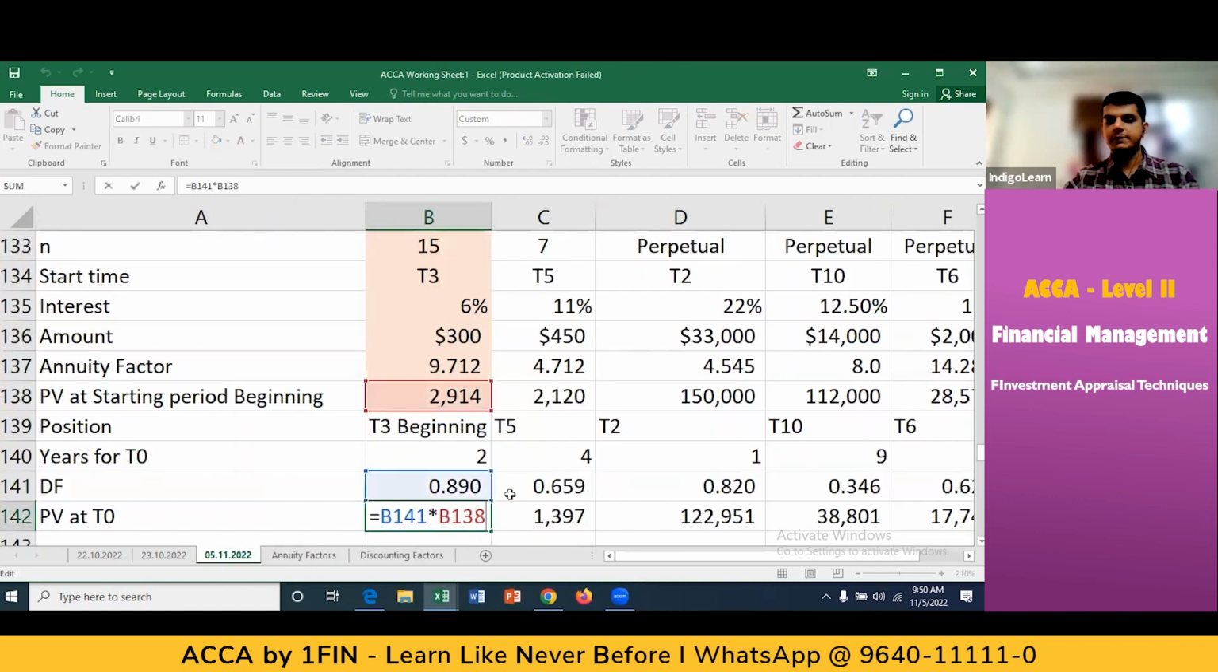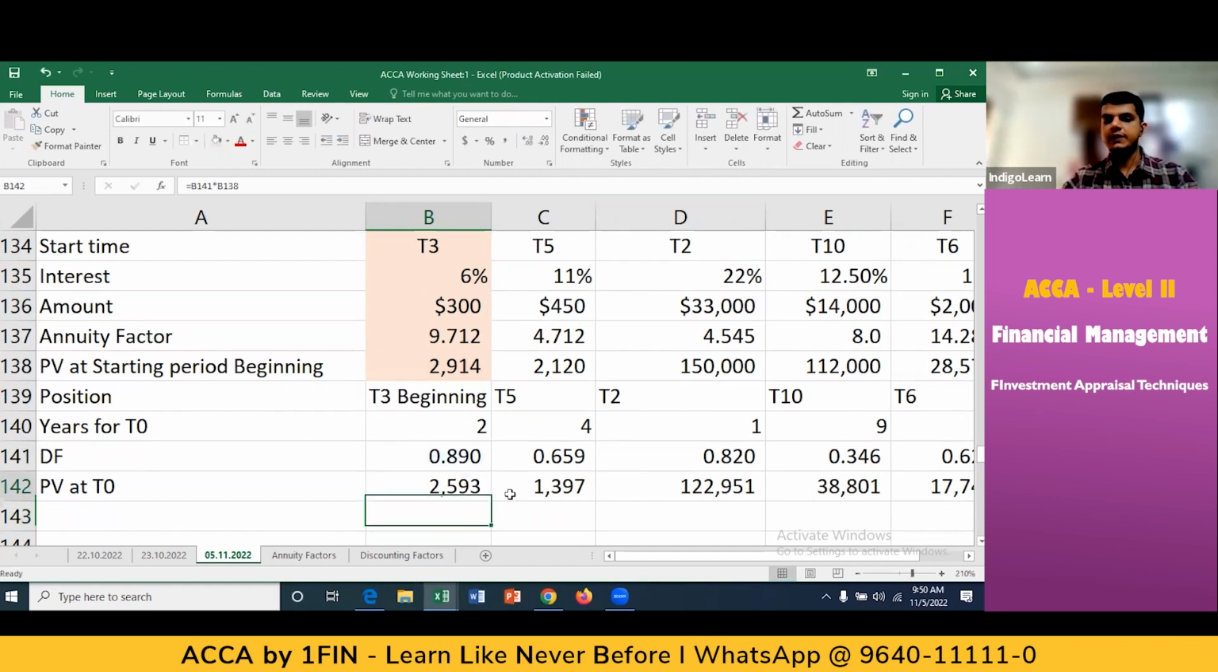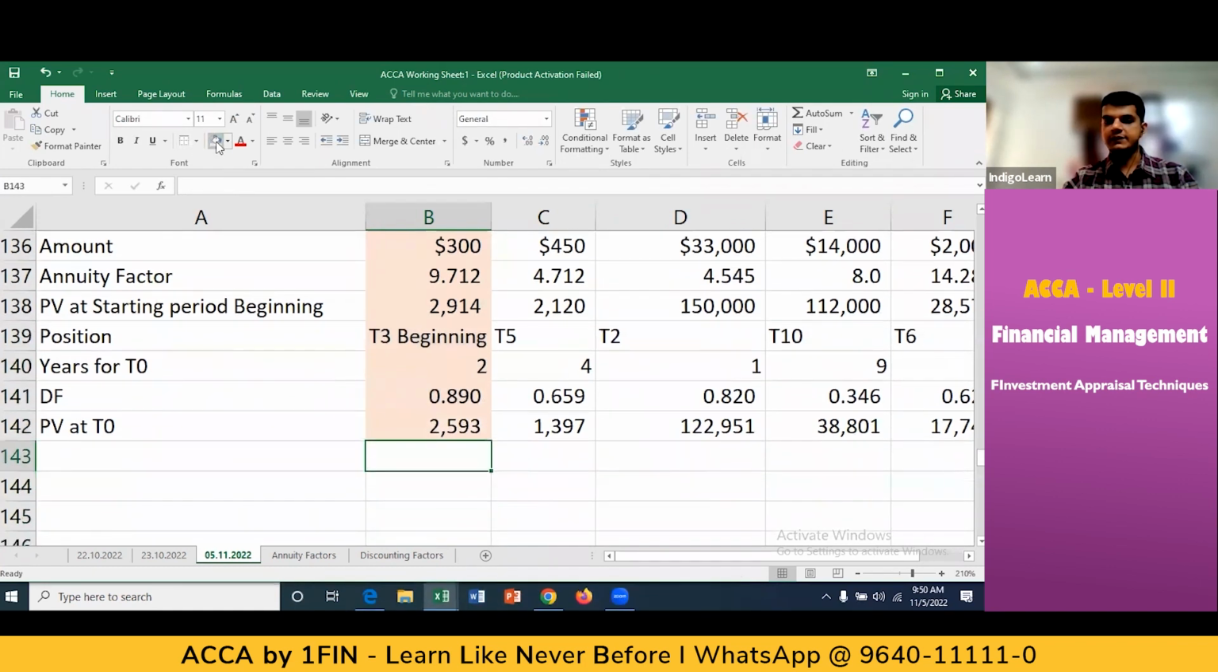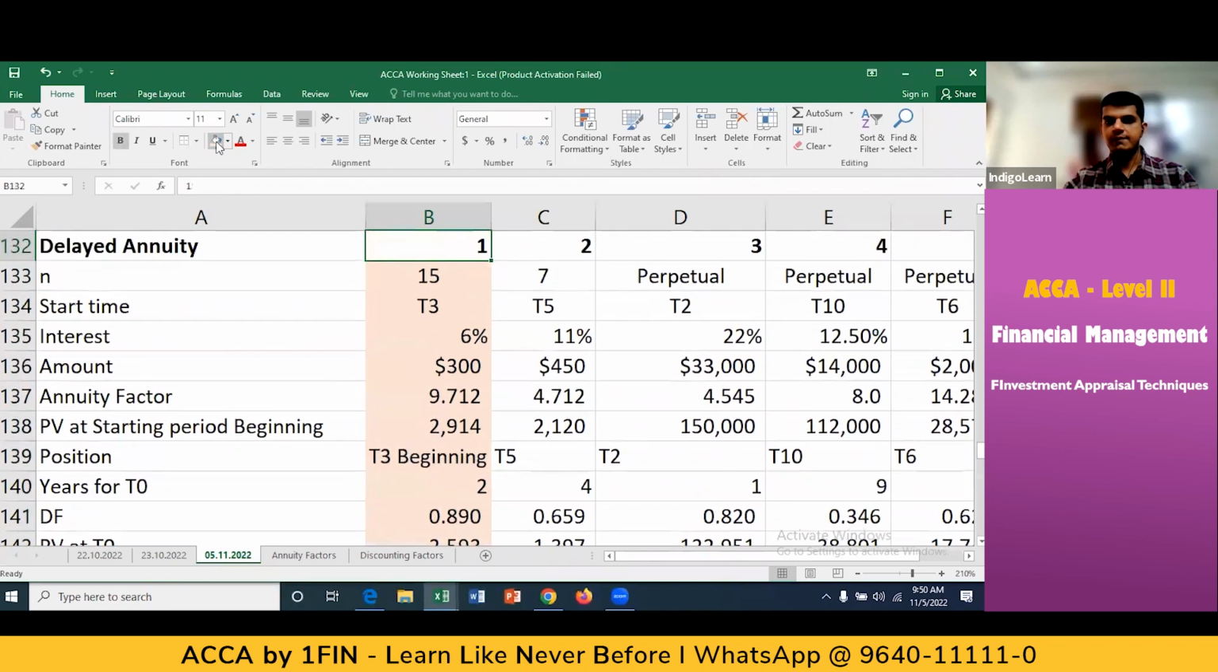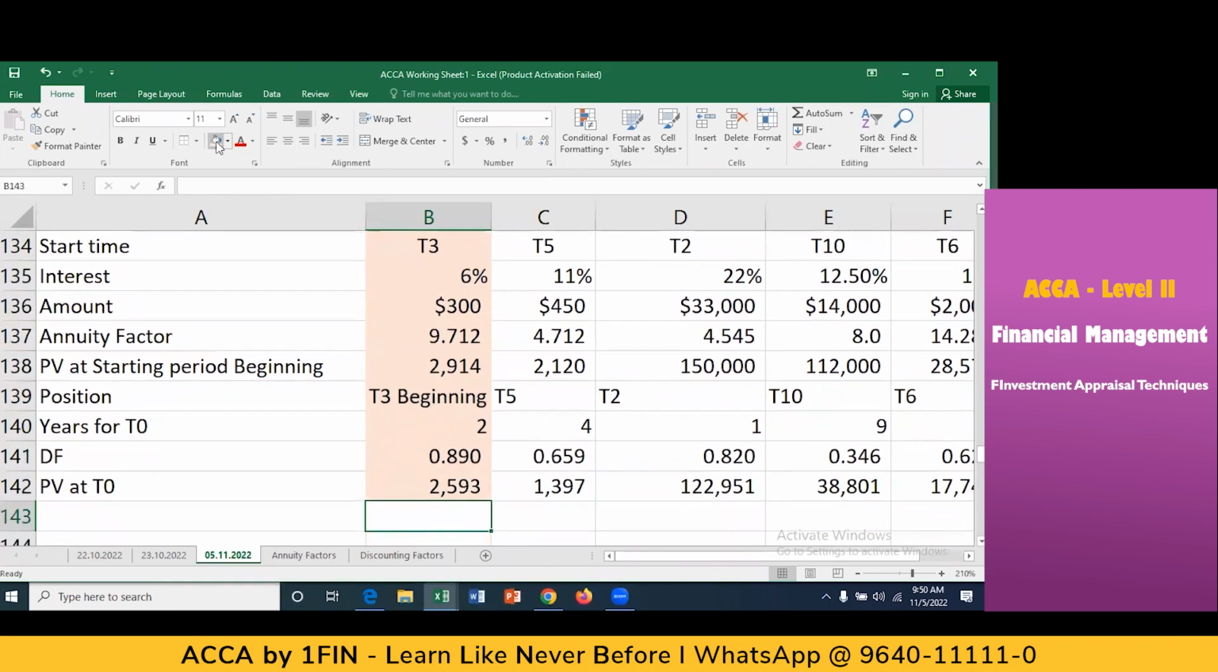We'll just multiply the present value that we got via the annuity factor at T3 beginning into the 2-year discounting factor, that is 0.890, and we'll get 2593. Is this calculation clear, Nitin? Yes, sir. Okay.